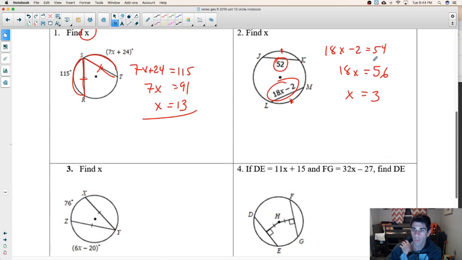Oh wait, nope, I did the math in my head. It didn't make any sense. All right, pretend I didn't say anything. So 18x minus 2 is not equal to 54, it's equal to 52. Then you move this 2 over. That's where I was getting the 54 from. And there you go, you got your 3. All right, so there's number 2.